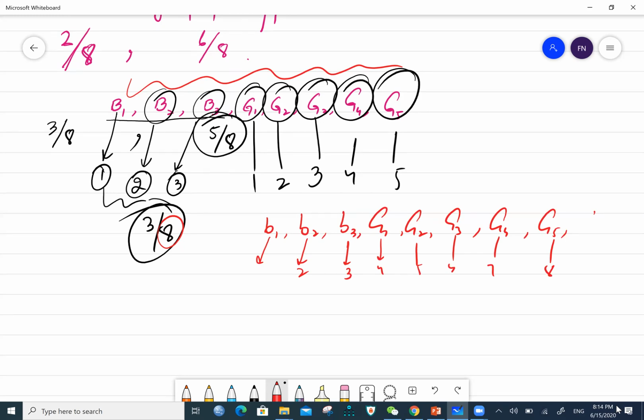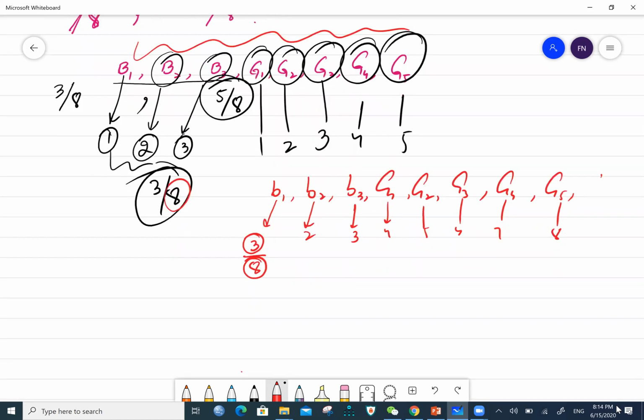Total number of options to select a boy, divided by the total number of options that I can select a student. Try to understand the difference. First, we are saying select a boy. We are selecting a boy out of 8 students, out of 8 people. So that is why it is 3 and it is 8. Is that clear to everybody? Okay.